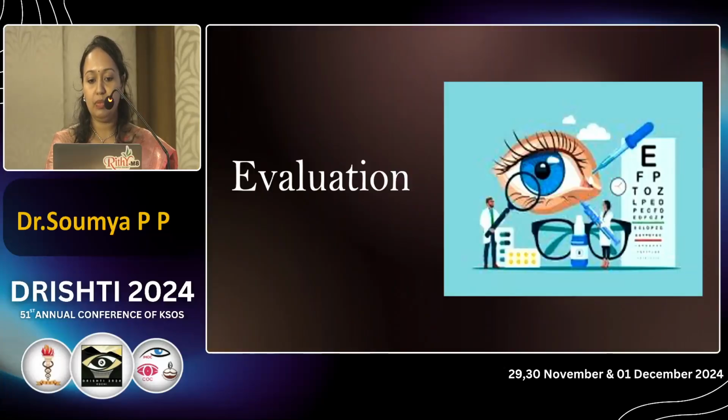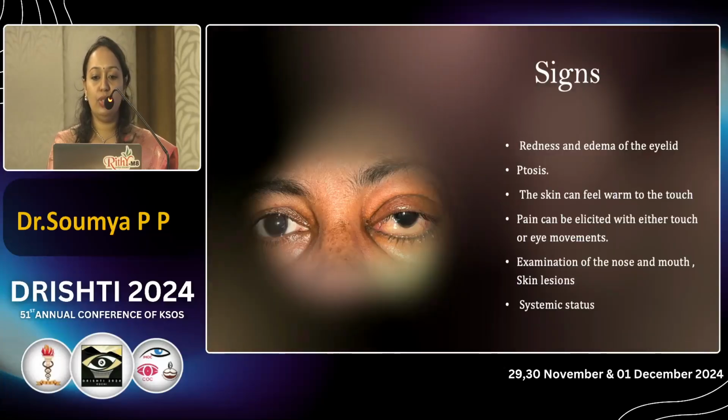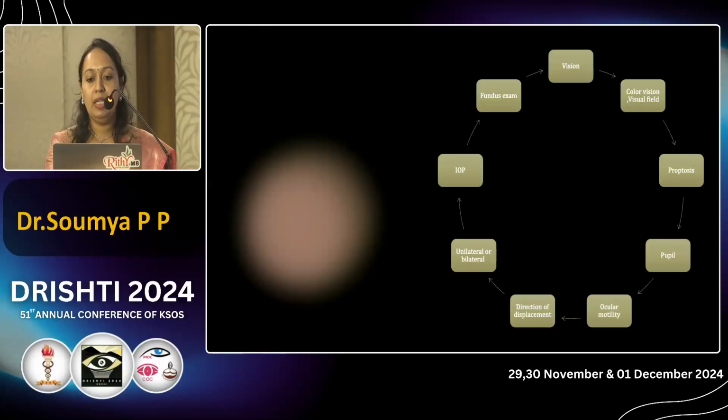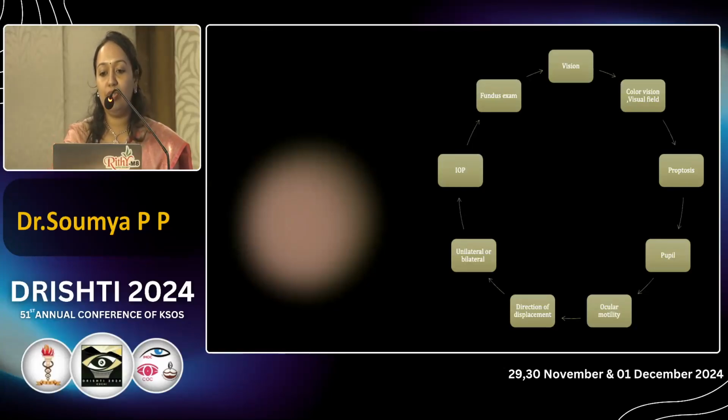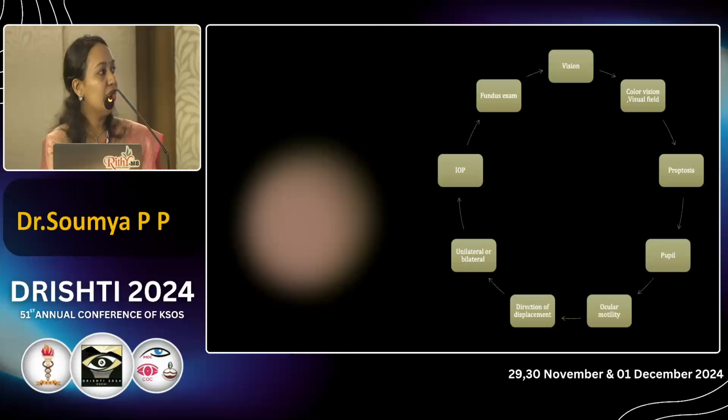eschar. For evaluation, you should look for signs like redness, edema, and ptosis. The skin can feel warm to touch. Pain can be elicited with either touch or eye movements. Examination of the nose, mouth and skin lesions will suggest fungal infections, and the systemic status of the patient should be checked. When we evaluate, we should check vision, any decrease in vision, and color vision. The measurement of proptosis is very important for monitoring the patient.